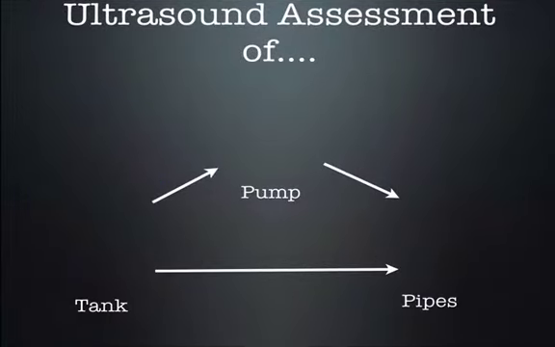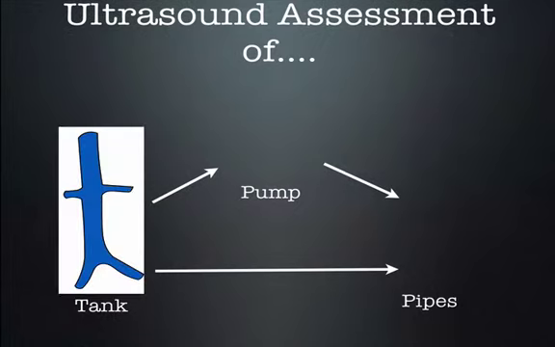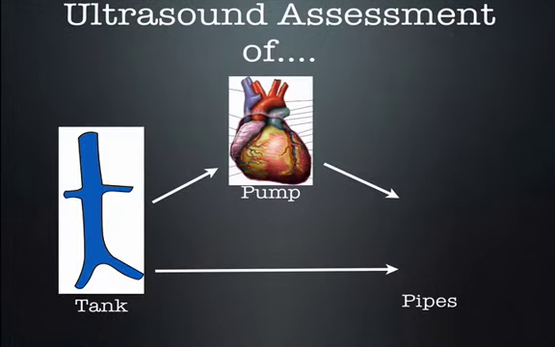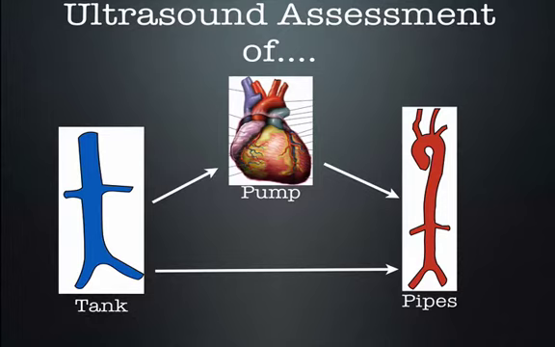All right. Now for us, the tank is going to be the inferior vena cava. The pump is going to be the heart, obviously. And the pipes are going to be the aorta for the most part.